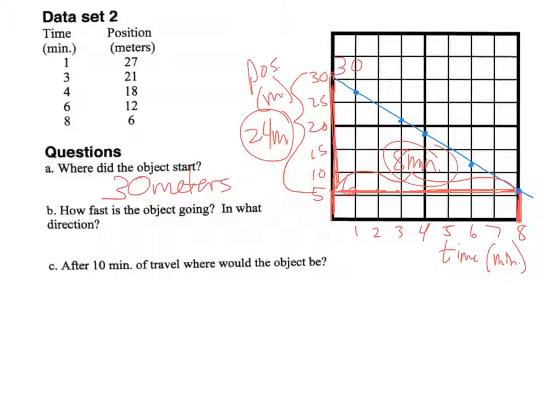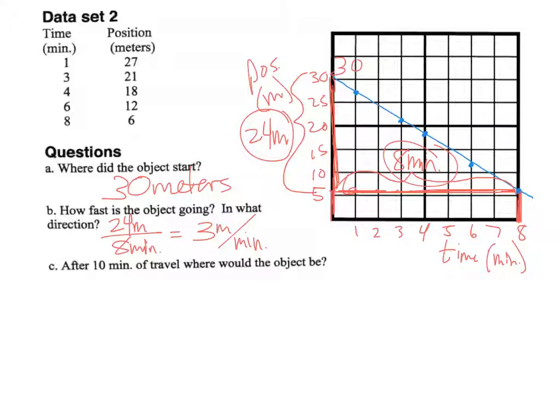That's my run. What am I going to do with that? Well, I'm going to say 24 meters over 8 minutes. What does that equal? That looks like it's going to be 3 meters for every minute. There we go. So, 3 meters for every minute.